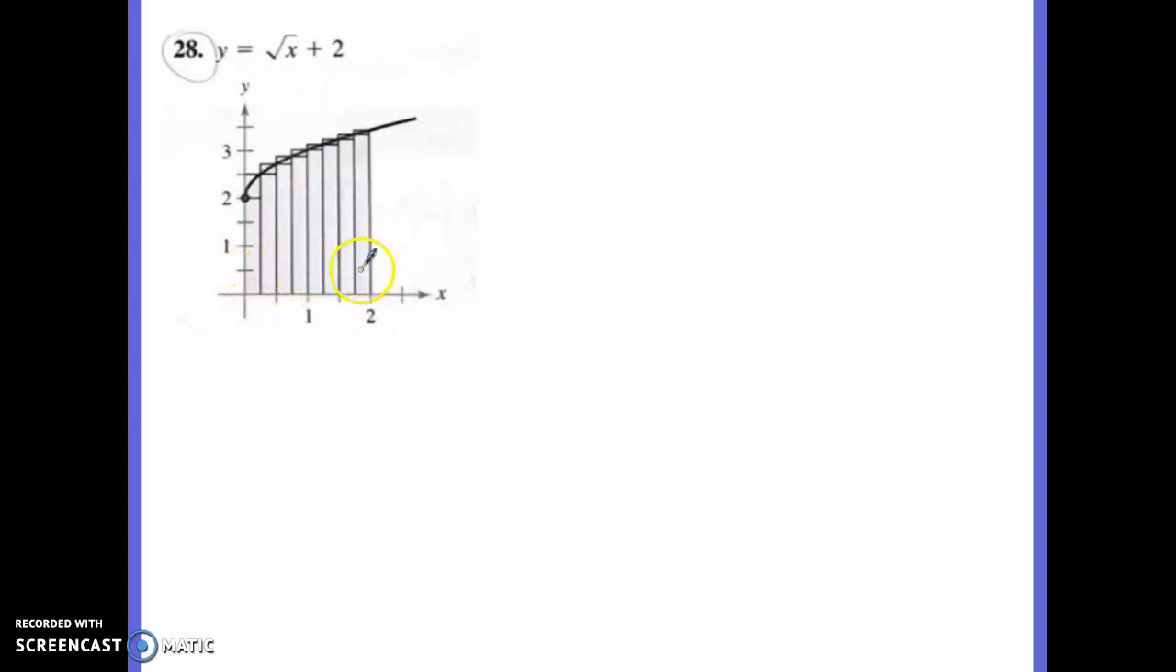Now, the width of each one of these, if you really start looking, they're all the same. See, these are all 1/4 wide. So that will be our width. Now, what we want to do is we want to take each one of these and see, we have a formula this time, and there are 8 bars. So I'm going to do the upper sum first. Okay.